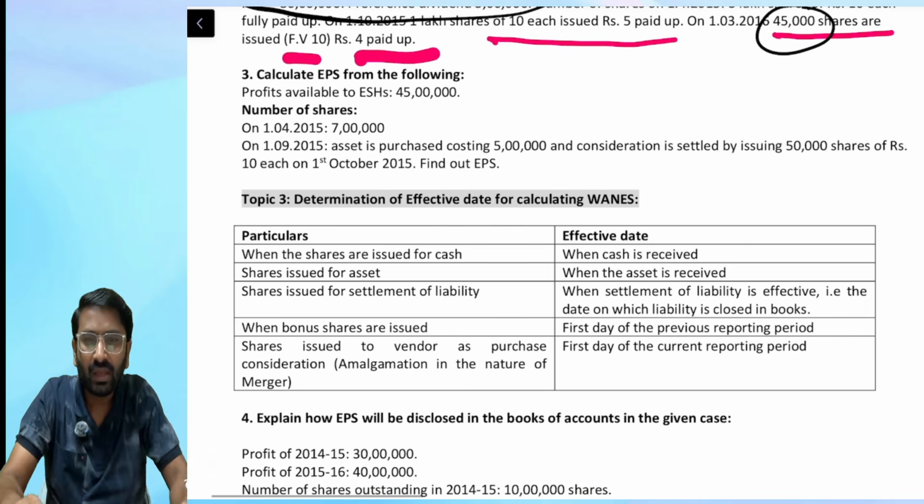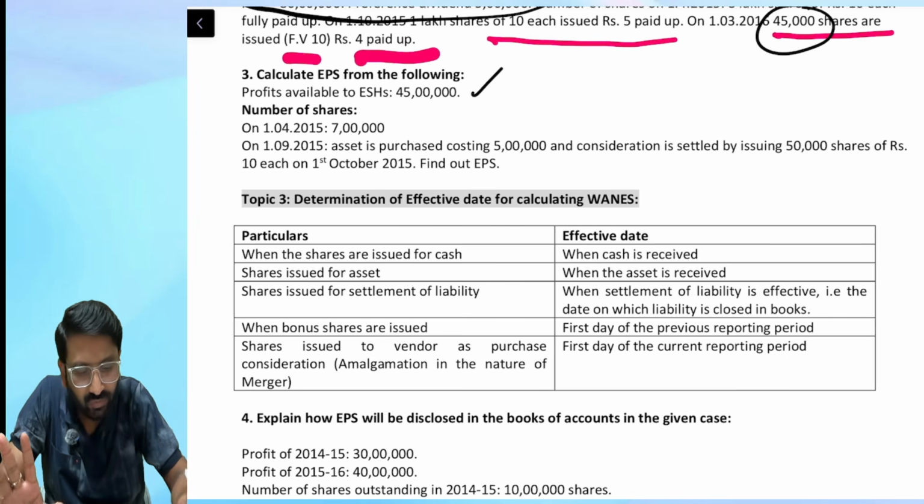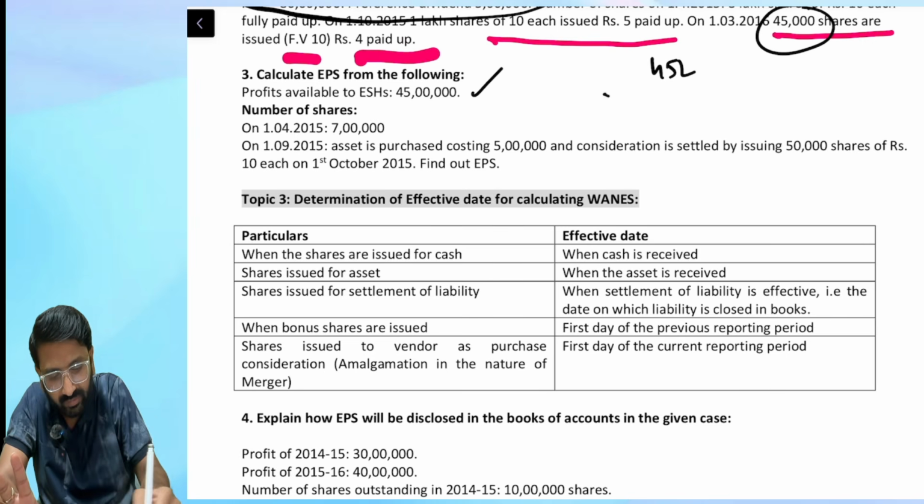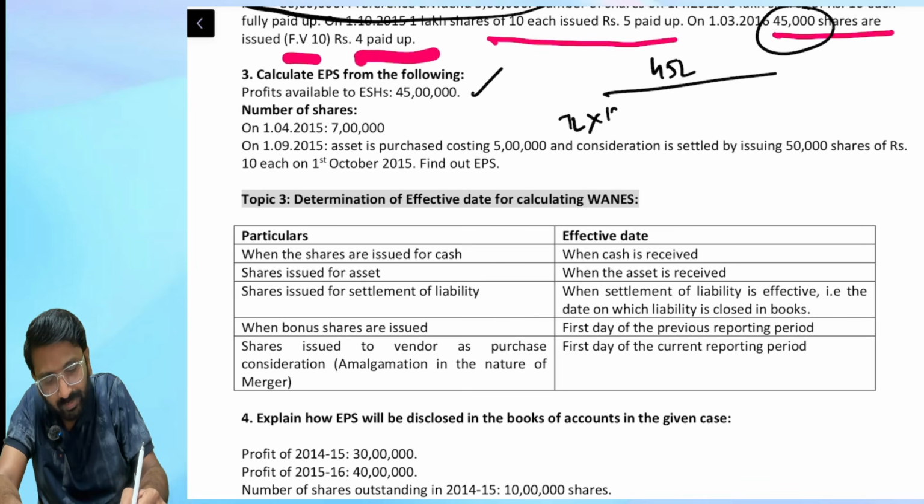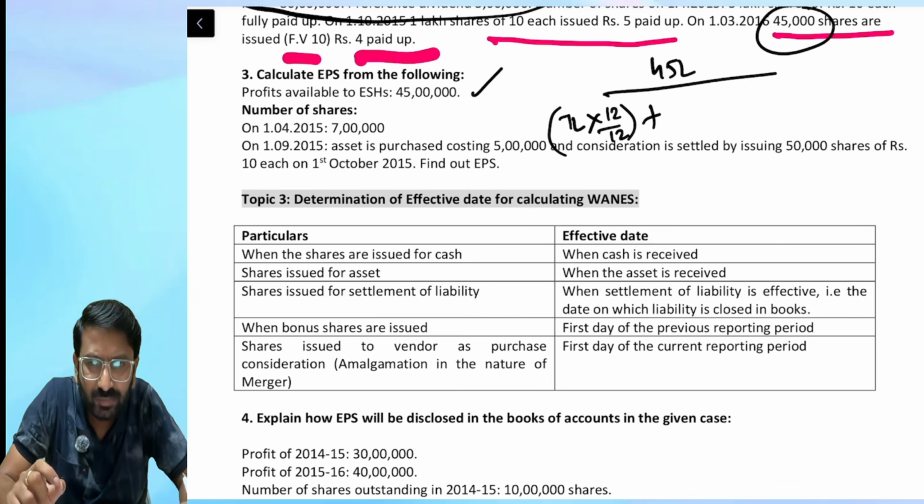Point number 3. Calculate EPS from the following. Okay, the numerator is given to us already. Profit available to the shareholders 45 lakhs. So the numerator we know, 45, divided by the number of shares at the beginning. So 7 lakhs, can I say, into 12 by 12? Plus on 1st September 2015, one asset is purchased costing 5 lakhs.